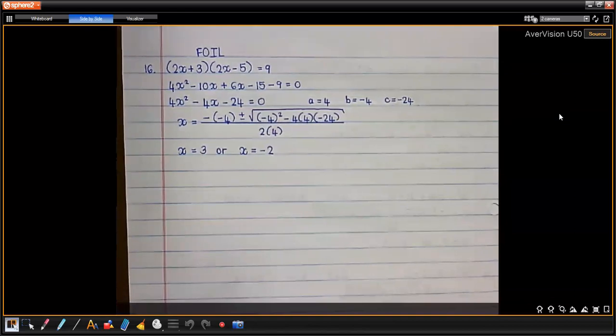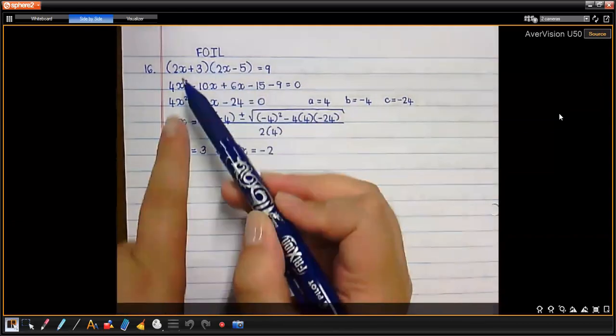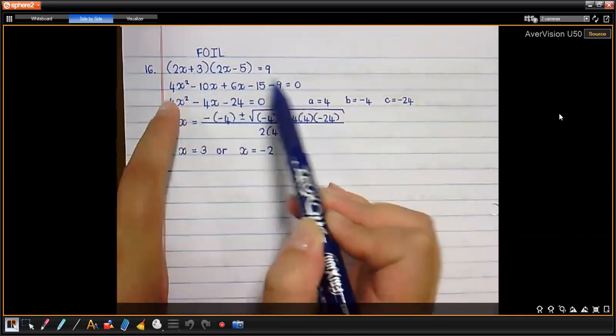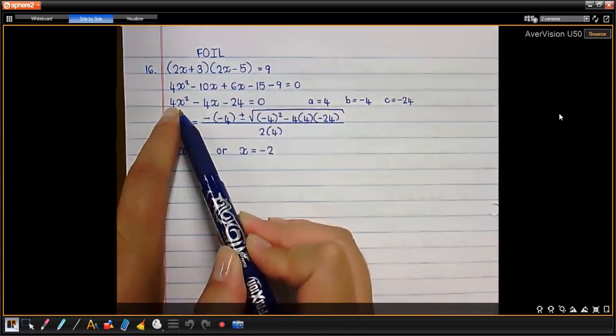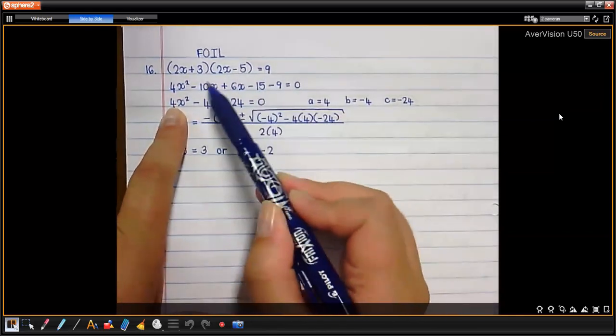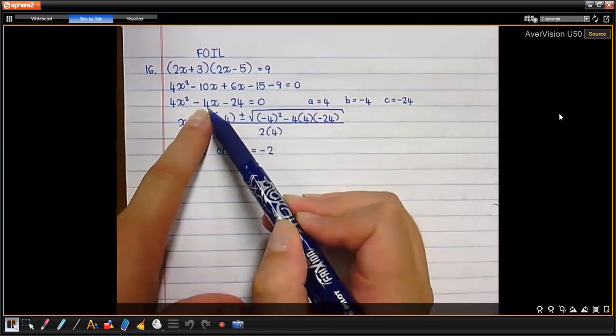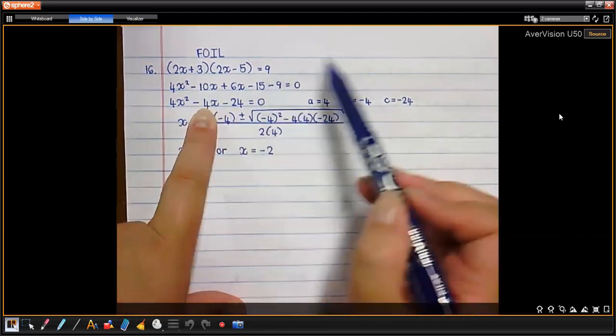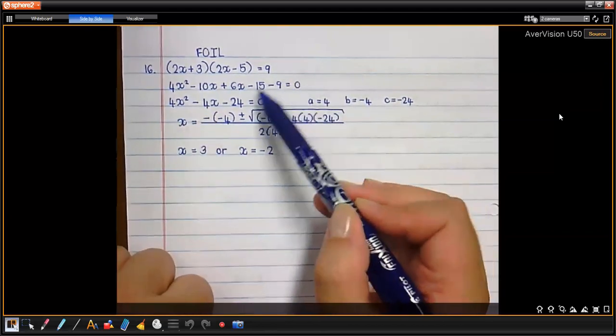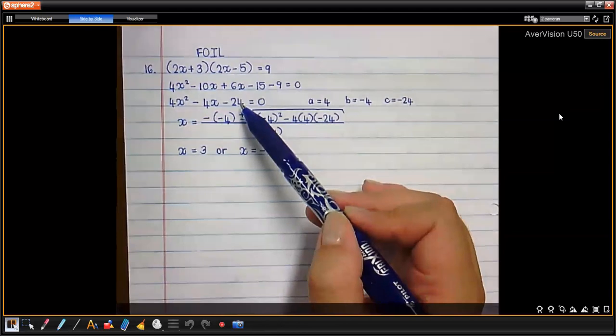Like I said yesterday, if you make a mistake in that actual multiplying out, right, you would lose that mark, but then you will be marked with the mistake going forward. Okay. So then I just put together like terms. So 4x squared, that's the only x squared term that we have. So I just rewrote that. We have negative 10x plus 6x, which is negative 4x, right? And then we have negative 15 minus 9, which is negative 24.